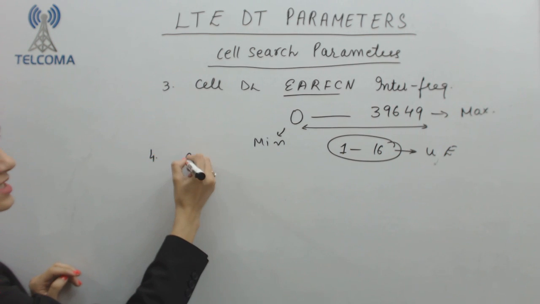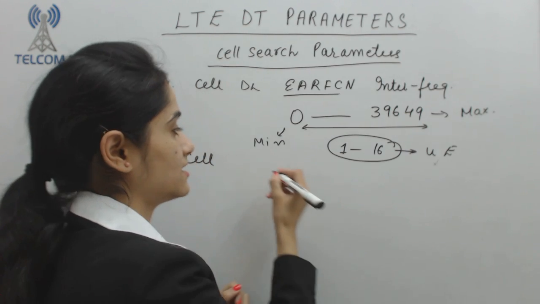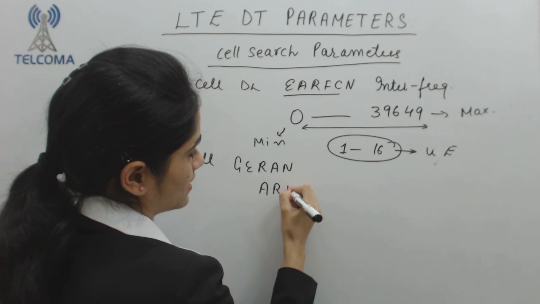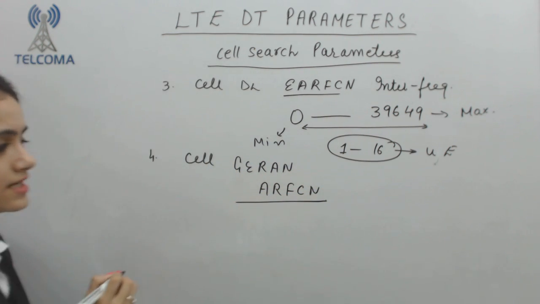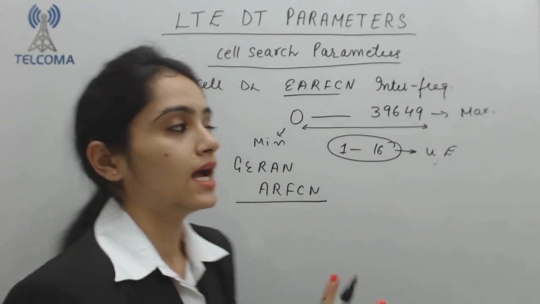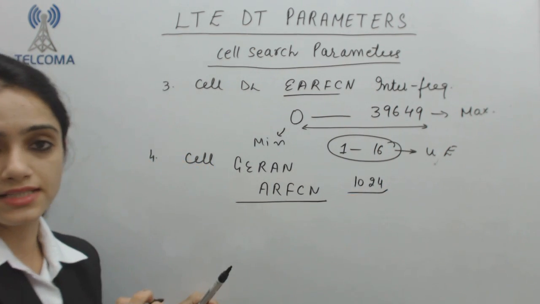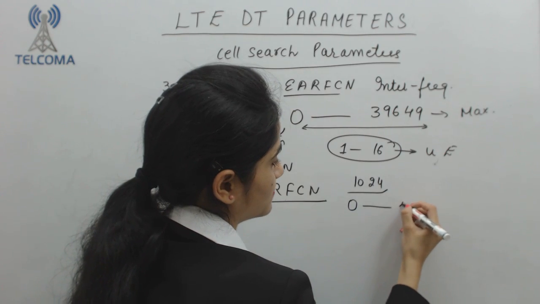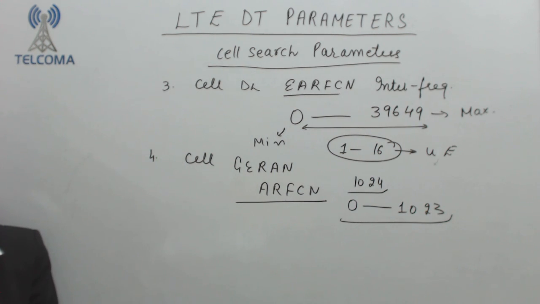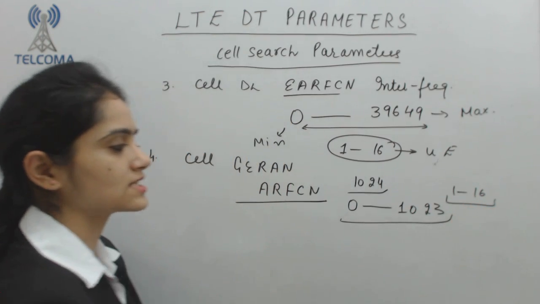Now the fourth parameter is related to cell only, and this one is cell GRAN ARFCN, where GRAN is related to GSM absolute radio frequency channel number, and we have 1024 ARFCNs available under this category. So if I specify the limit, it is from 0 to 1023 numbers I can have. On average, we can get again from 1 to 16 numbers.